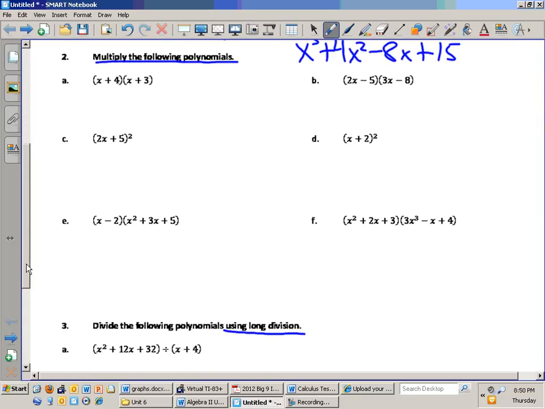When we multiply polynomials, we have to distribute each term of the first polynomial to each term of the second polynomial. Let's start with x times x, which is x squared. X times 3, 3x. 4 times x, 4x. 4 times 3, 12. Notice that I could combine these two terms together to get x squared plus 7x plus 12.